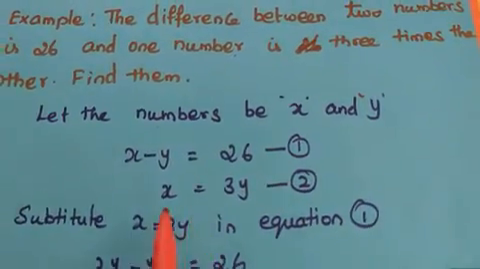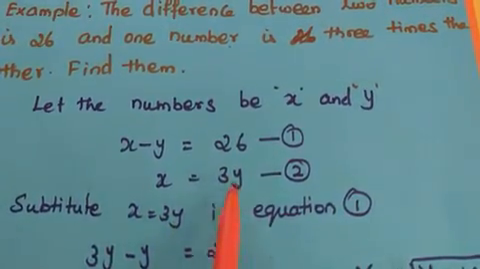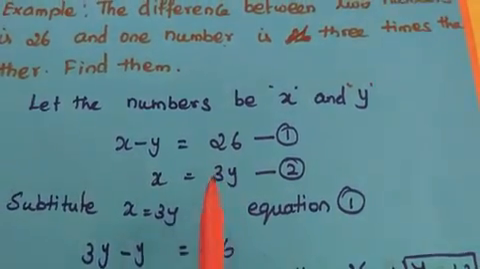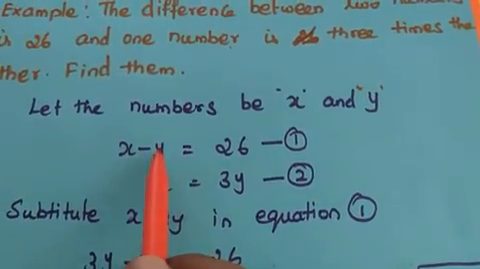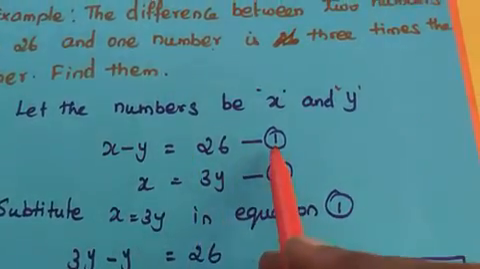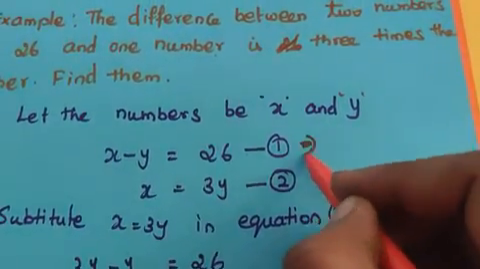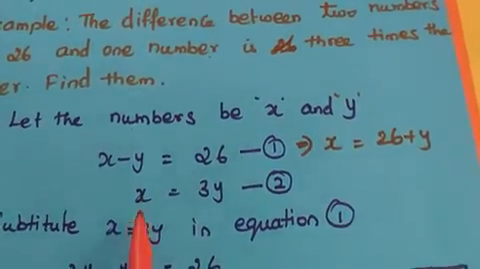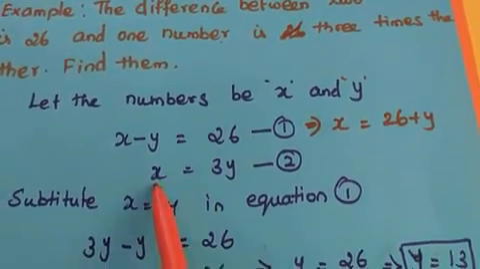Now the second equation is already in terms of y only. x is in terms of y. See, x value equals 3y, in terms of y. So directly we got the equation. Otherwise what we can do is assume the value x equals 26 plus y. Like that we can assume. We can transpose y, and it will be 26 plus y. That is x equals 26 plus y. But here the equation is already in terms of y, so we don't need to do that. We can directly apply this value.